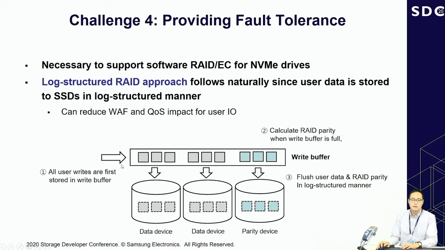All user writes are first stored in a write buffer, and RAID parity is only calculated when the write buffer is full, and then flushed with user data in a log-structured manner. This can reduce WAF and QoS impact for user I/O.